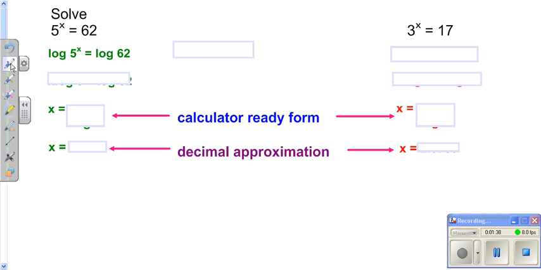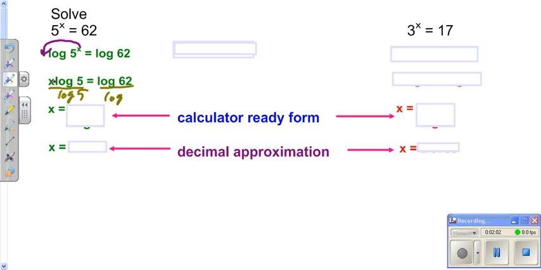But now that we have an exponent after a log, I can take that exponent and put it down in front. That's one of the properties of logarithms. We now have it written as x times something. To get rid of multiplying by the log of 5, all we have to do is divide the left side by log of 5, and then divide the right side by log of 5. So on the left side we get x, right side we get log of 62 over log of 5. That's your calculator ready form.